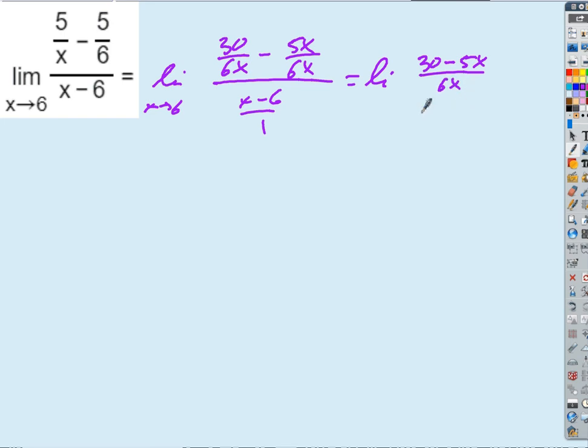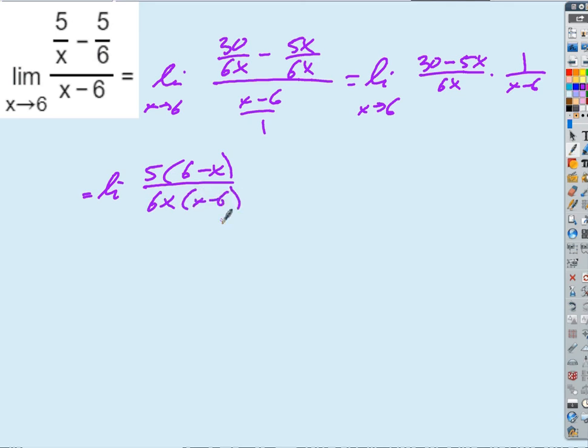I can flip and multiply that by the bottom now, right? So times 1 over x minus 6, it's getting better. So now what? Okay, I can factor out a 5 on the top, right? So I'm going to get the limit of 5 times 6 minus x divided by 6x times x minus 6.